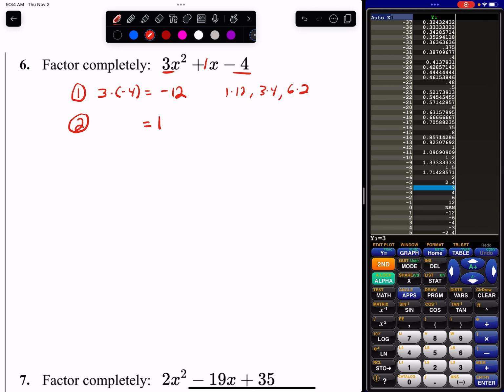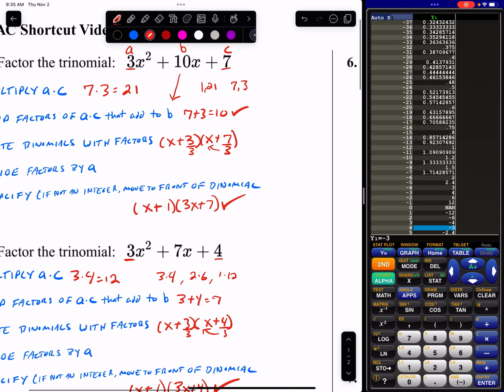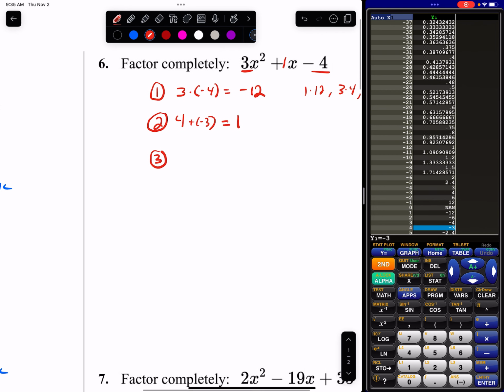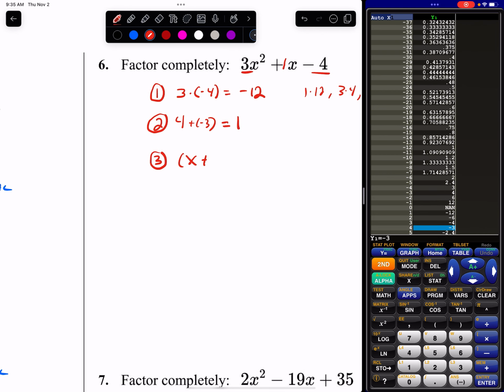In this case, what we want to see here is that 4 plus negative 3 will give us positive 1. So if I go down here, I've got 4 and then negative 3 in my calculator. All right, so step 3 is write the binomials with the factors. So I'm going to write x plus 4 and then x minus 3, and then we have to keep in mind the a value.